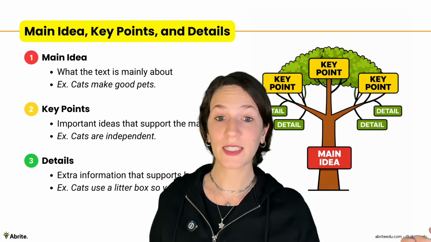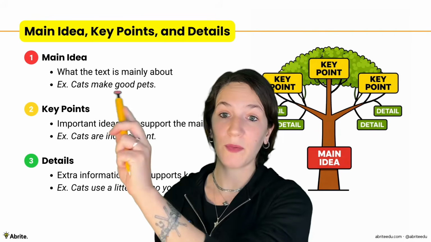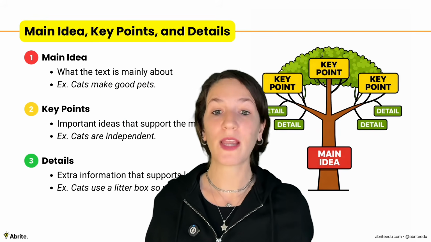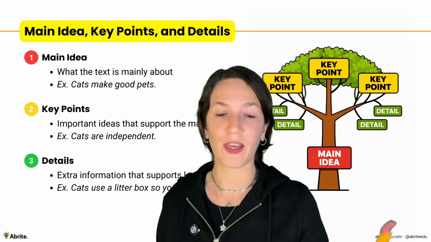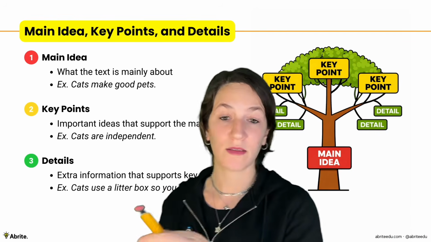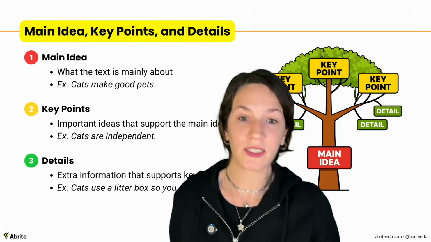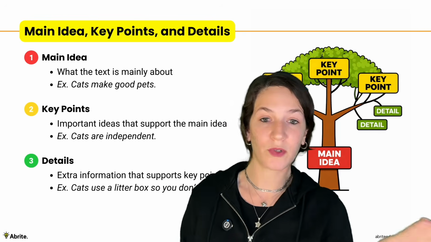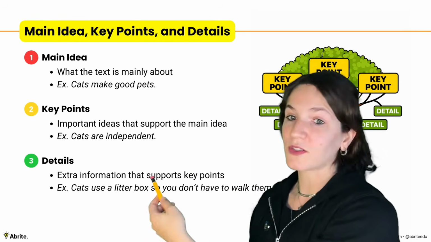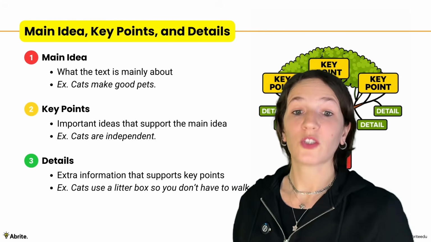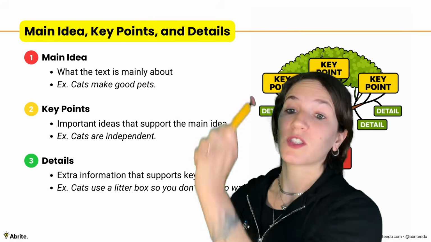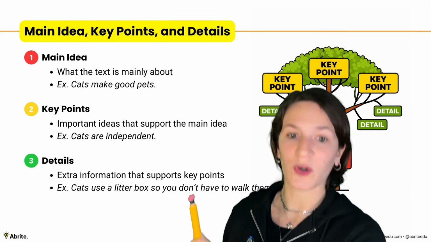For example, let's say that cats make good pets is your main idea. Okay, well, you need a key point to support that. So your key point might be that they're independent. They're good pets because they're independent. Okay, well, can we have a detail to support that they're independent? What proves that they're independent? Well, cats use a litter box, so you don't have to walk them. So we have main idea with supporting key point with supporting detail.